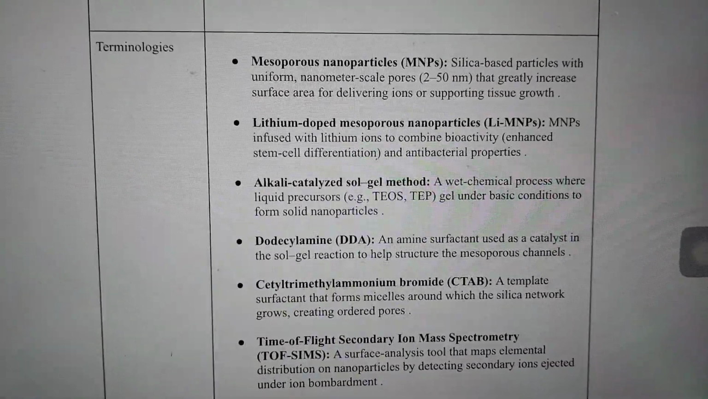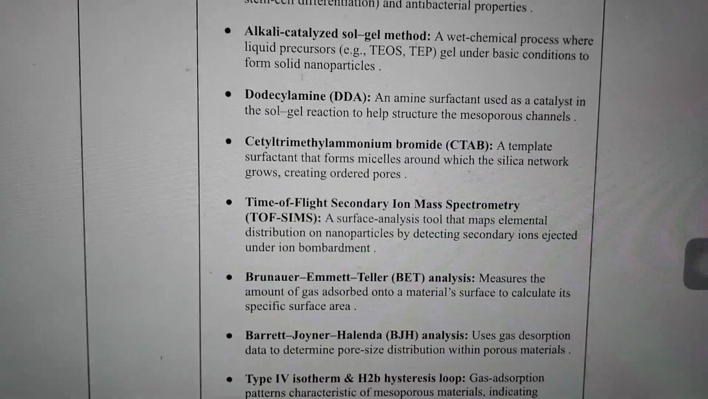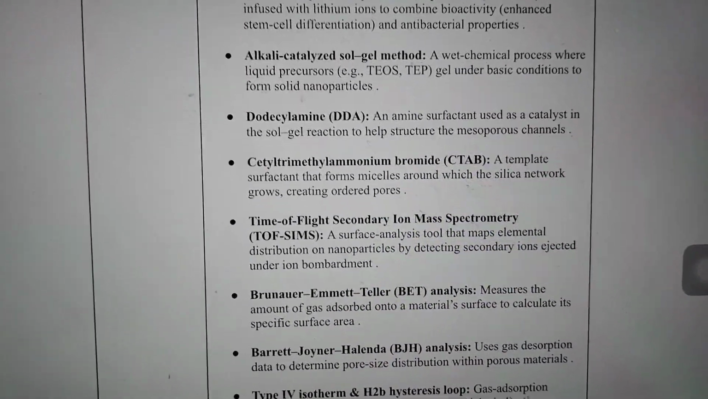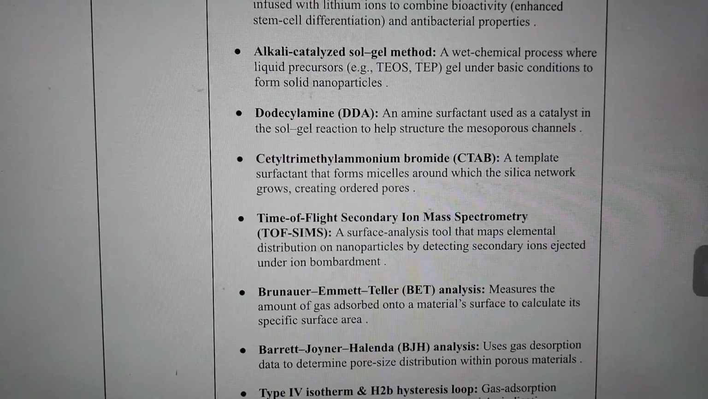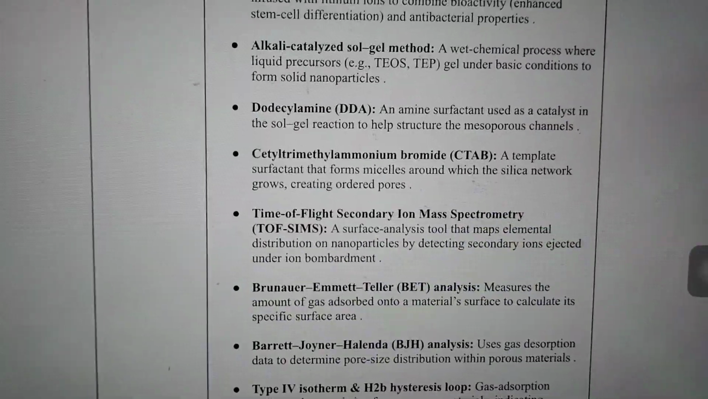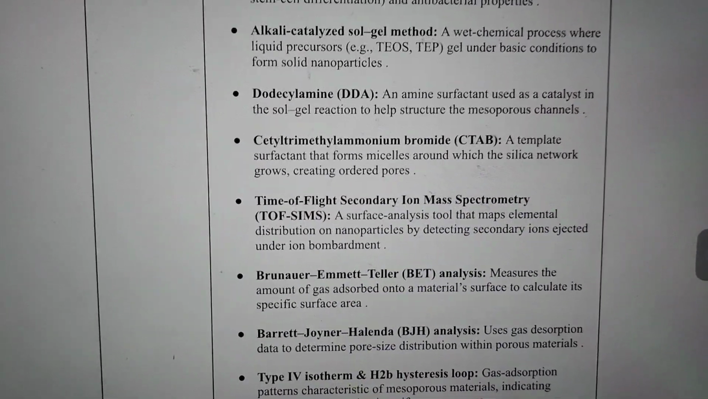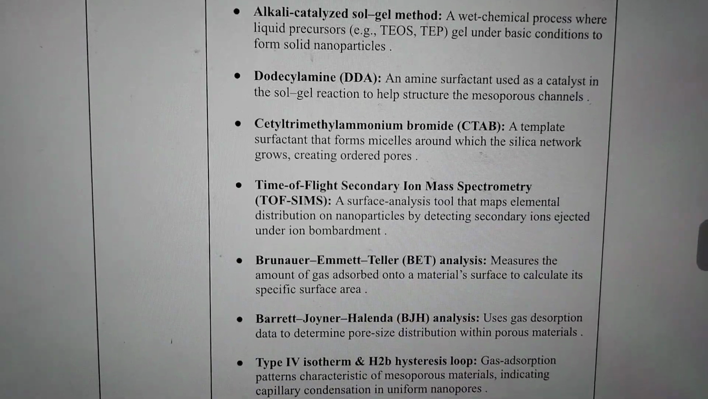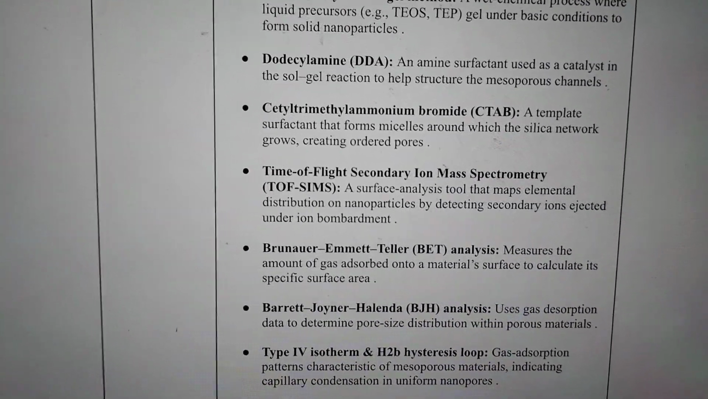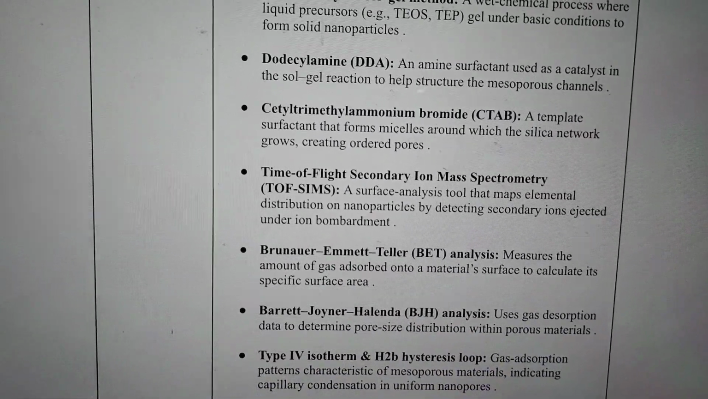Time of flight secondary ion mass spectrometry, TOF-SIMS, a surface analysis tool that maps element distribution on nanoparticles by detecting secondary ions ejected under ion bombardment. BET analysis measures the amount of gas adsorbed onto a material surface to calculate its specific surface area. BJH analysis uses gas desorption data to determine pore size distribution within porous materials.